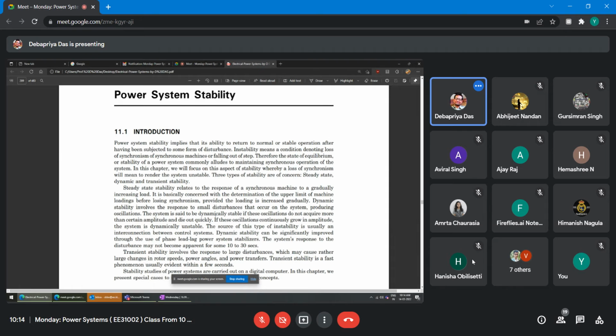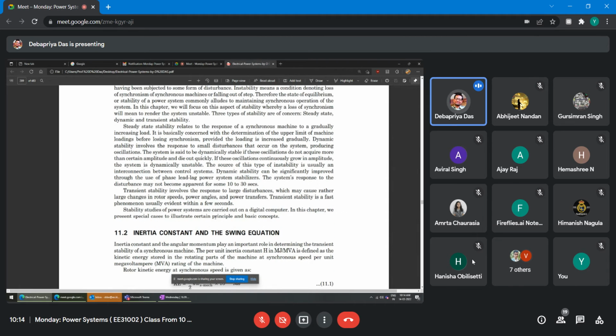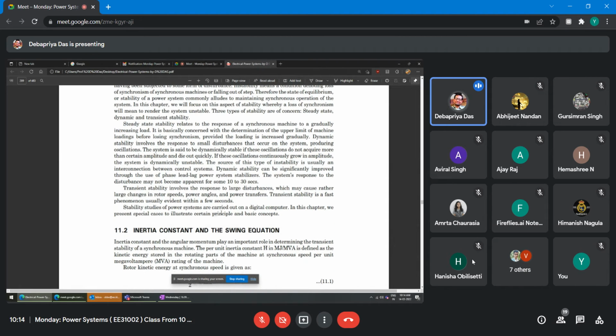So steady state stability relates to the response of the synchronous machine to gradually increasing load. You are increasing the load, but up to a certain limit. After that, your system may lose synchronism.